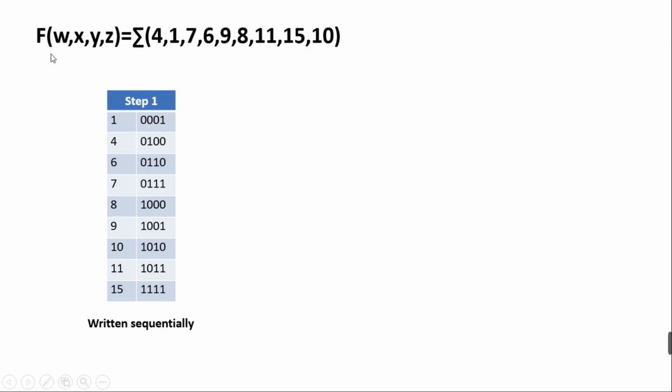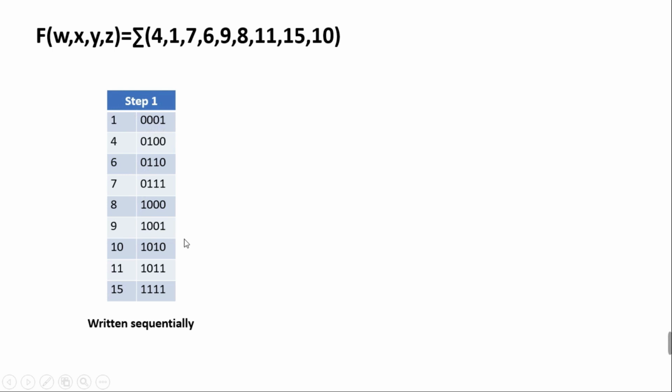You can also see that there are 4 variables mentioned here, w, x, y, z. So from this case, we can also know that we're going to write those binary numbers using 4 bits. So the first step is to write all these minterms sequentially in ascending order and also write their binary digits. Now we're going to create our step 2.